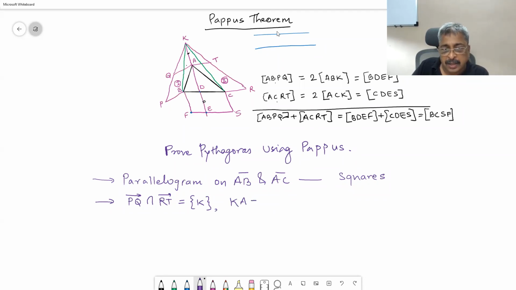KA equals BF equals CS. This is to be proved. Whatever KA you get here by joining those ends of the square, you are supposed to copy that KA over here, BF and CS. So, are you doing that? Check.